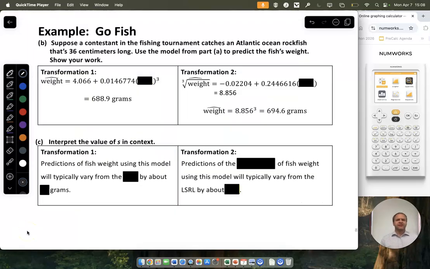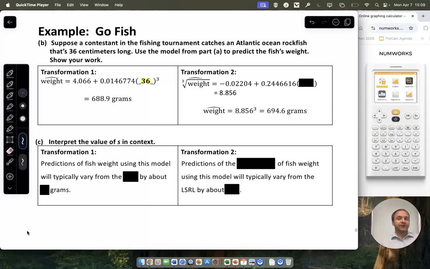So now let's use these two equations and we can kind of go through, show that they are different equations. They're different y-intercepts, they're different slopes, there's different response variables, different explanatory variables, but two different graphs, but they both try to linearize, approximately linearize the information that was curved. So what happens in this case is a contestant got an Atlantic Ocean rockfish that is 36 centimeters long. We're going to use both models to predict the fish's weight. So I have the two equations, and really what's going on in this case is we're going to plug 36.